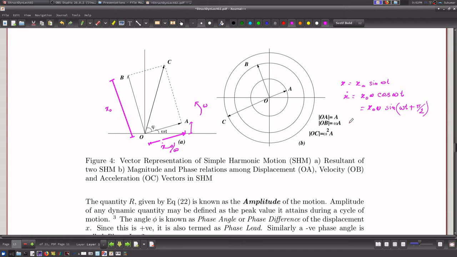And if I further differentiate it to find the acceleration, what will I get? From here, it will be minus x naught omega square sine omega t. So this will basically be x naught omega square sine omega t plus pi, right?